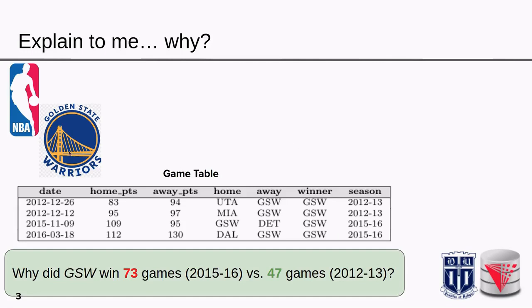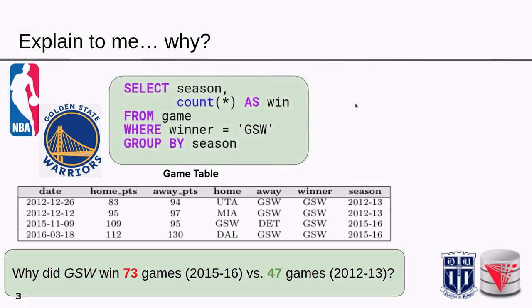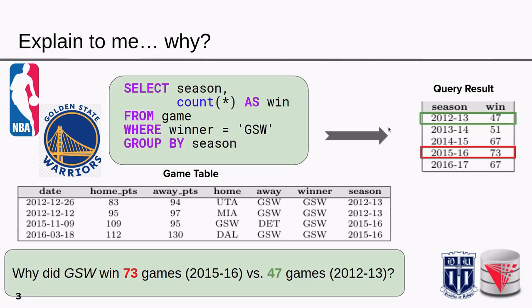Imagine you are an NBA data analyst and you are interested in the number of wins over the years for Golden State Warriors, and you would write such query that counts the number of wins and group by the season. Here is the query result, and as you might notice that there's a huge difference between 2015 to 16 and 2012 to 13 in terms of number of wins. And you might be curious about what could be the reason behind it.